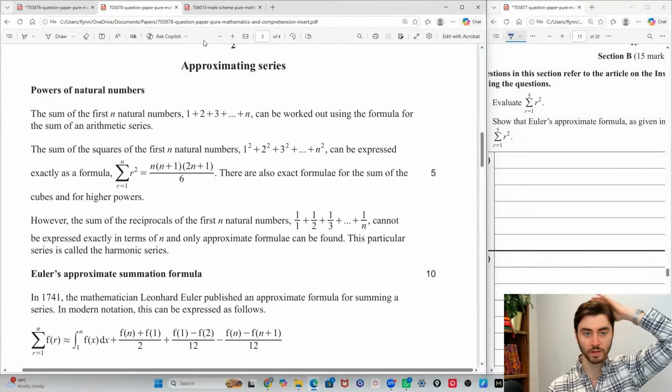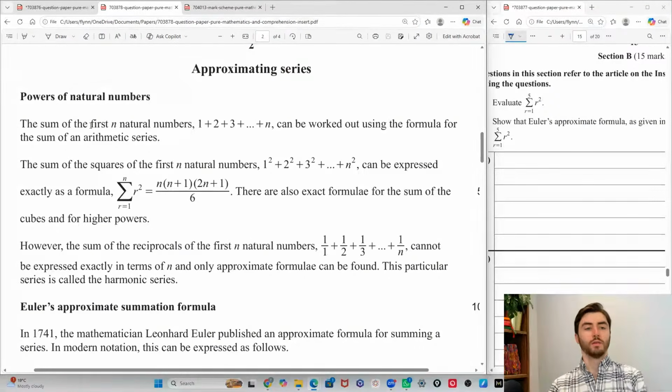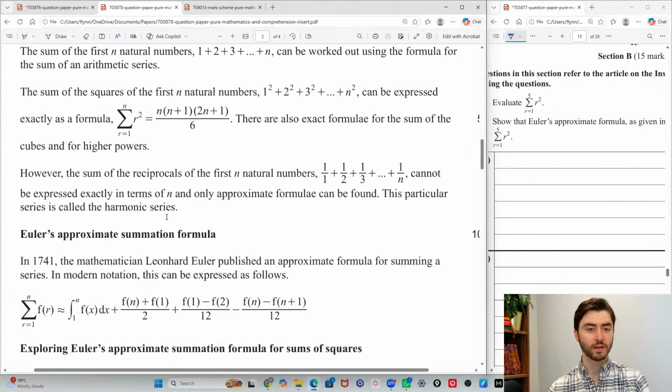So let's give me as much space as possible. Okay. So powers of natural numbers. The sum of the natural numbers is just an arithmetic series. The sum of the squares is given by a set formula. You can also get exact formulas for other powers, not just squares. The sum of reciprocals cannot be expressed exactly in terms of n, and you only get approximations. So reciprocals are the harmonic series. Okay.